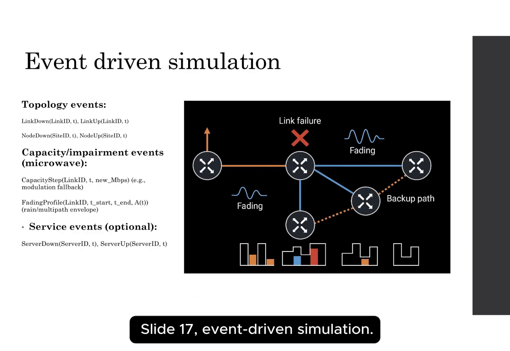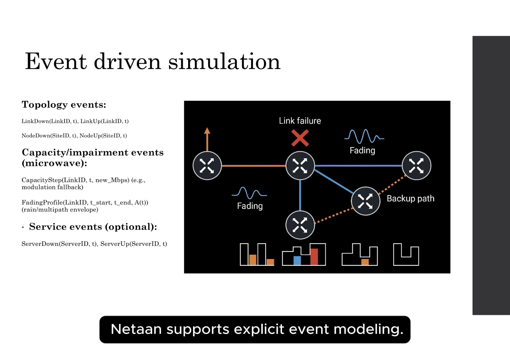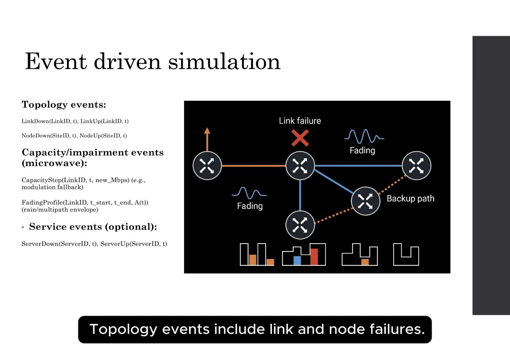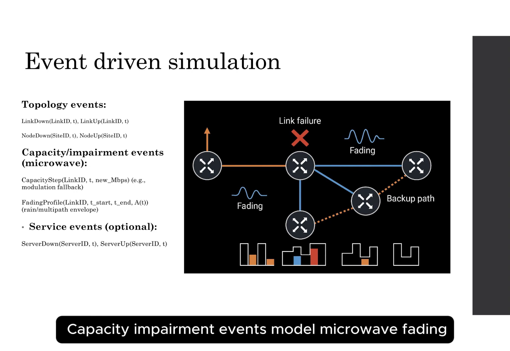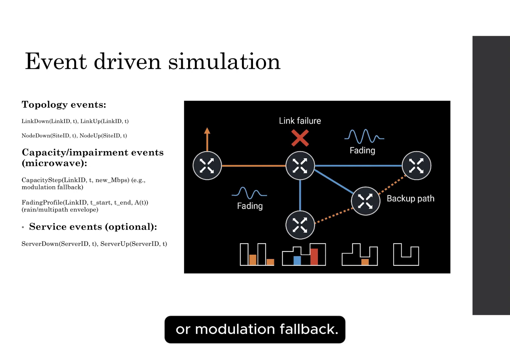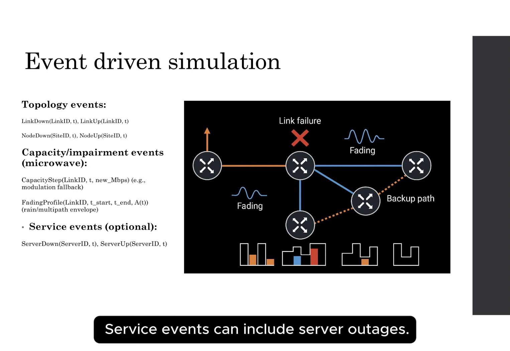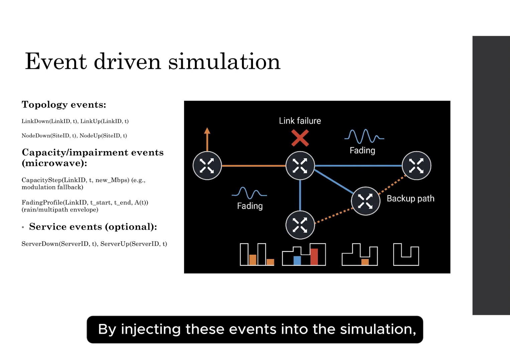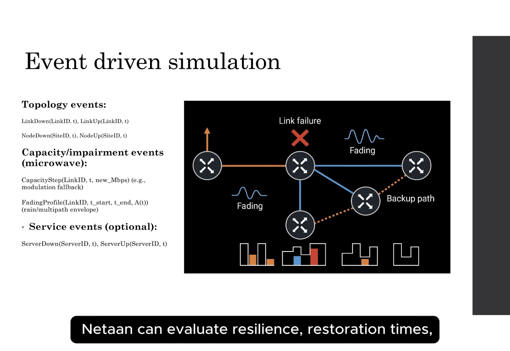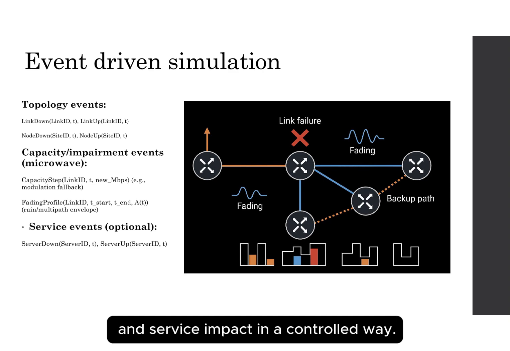Slide 17, Event-Driven Simulation. NETAN supports explicit event modeling. Topology events include link and node failures. Capacity impairment events model microwave fading or modulation fallback. Service events can include server outages. By injecting these events into the simulation, NETAN can evaluate resilience, restoration times, and service impact in a controlled way.